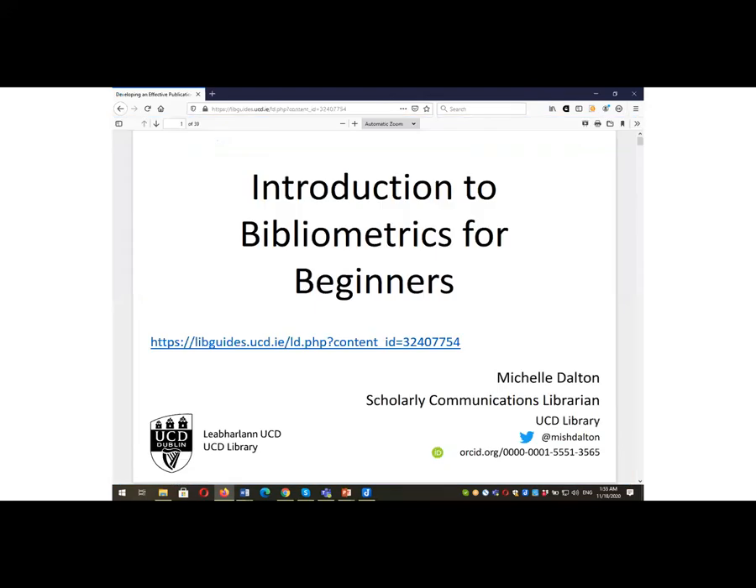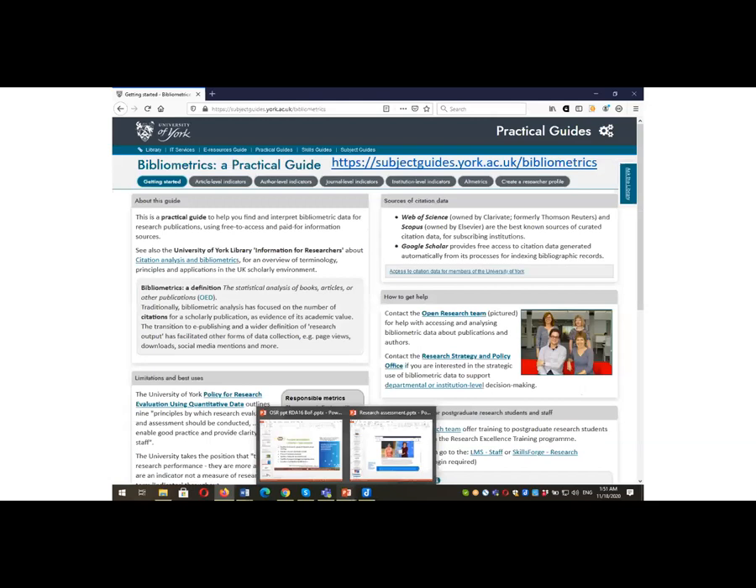There is also a very useful presentation from Michelle Dalton, who is scholarly communications librarian at UCD, called Introduction to Bibliometrics for Beginners. It's openly available, and perhaps you can reuse it if you plan similar webinars for your researchers. It's not the only example of a libguide on bibliometrics that I like. There is also the University of York libguide. It's a little bit shorter, and I think it's also a good place to go and check what needs to be covered.